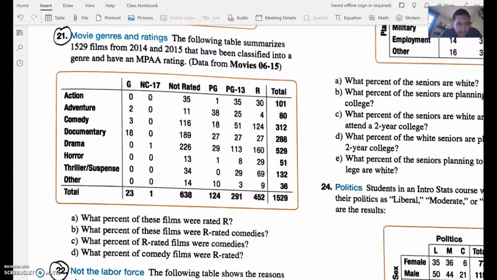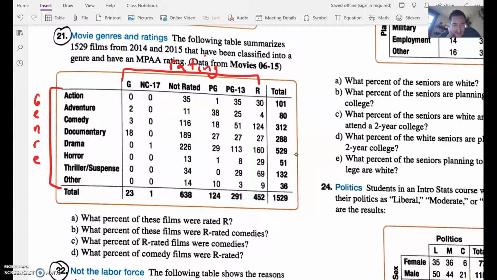So this is a contingency table. What do we have? We have one variable over here that looks like the genre. And then we've got a variable up top, which is obviously the rating. We've got our totals.